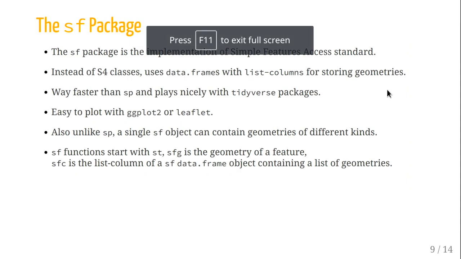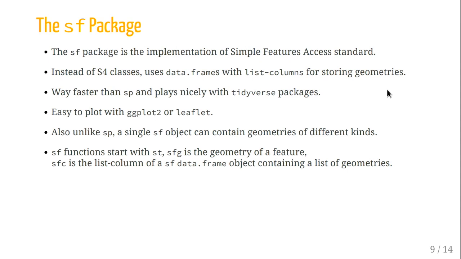So the sf package is the implementation of the simple feature specification that I talked about. And the good thing about sf is that instead of dedicated S4 classes, it's just your regular data frame that all of you know and use every day in R, right? It's exactly that. It's a data frame, but it has a very special column called the geometry column, which is basically nothing more than a list column.